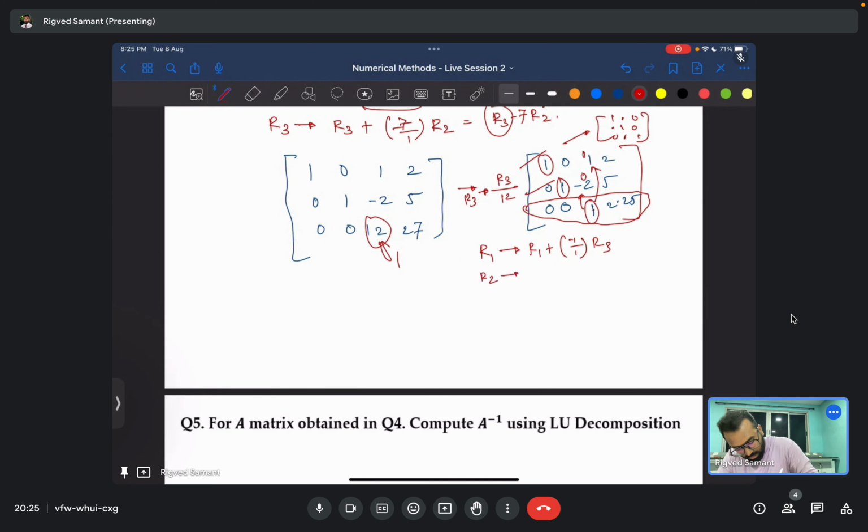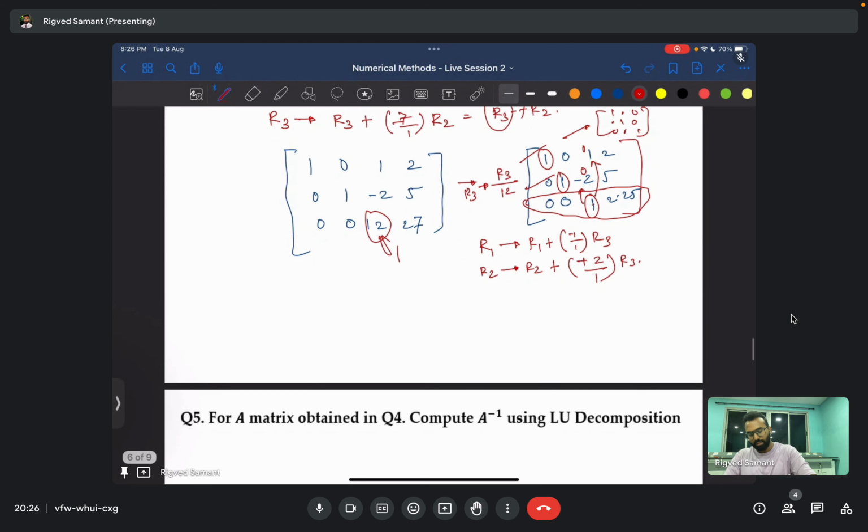For R2, plus minus of this thing, 2 divided by 1, and this will be 1 because this is already negative. So basically you have to create a 0 here. How will you create a 0 here? That you have to think. You can create 0 here by multiplying this by 2, right? And adding into it. So that's what we are doing.